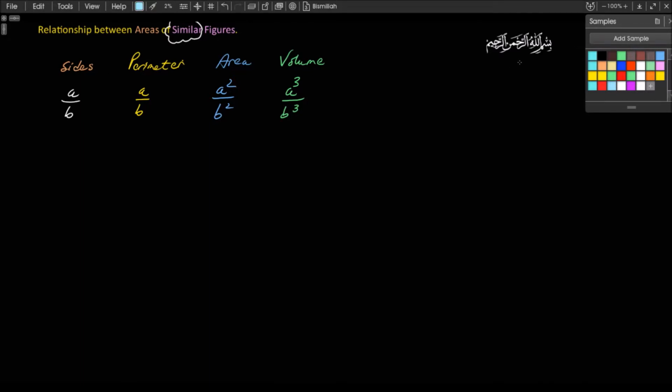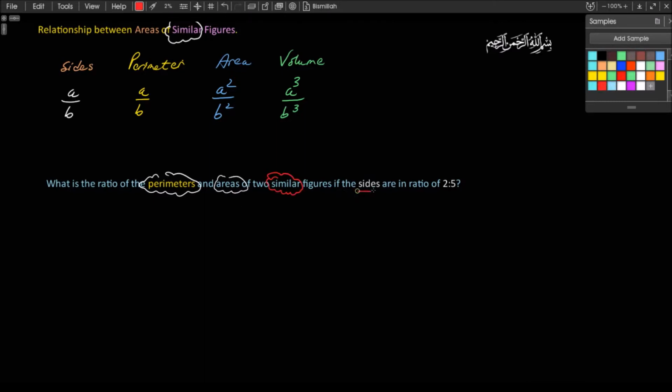So let's do some problems keeping this in mind. Okay, so we have a question before us. It says, what is the ratio of the perimeters and areas? So we're asked two questions here: the ratio of perimeters and the ratio of areas of two similar figures if the sides are in a ratio of 2 to 5. So if the sides are in a ratio of 2 to 5, that is A over B is 2 to 5, then the ratio of the perimeters will be the same. Their perimeters will also be in the same ratio, 2 to 5.